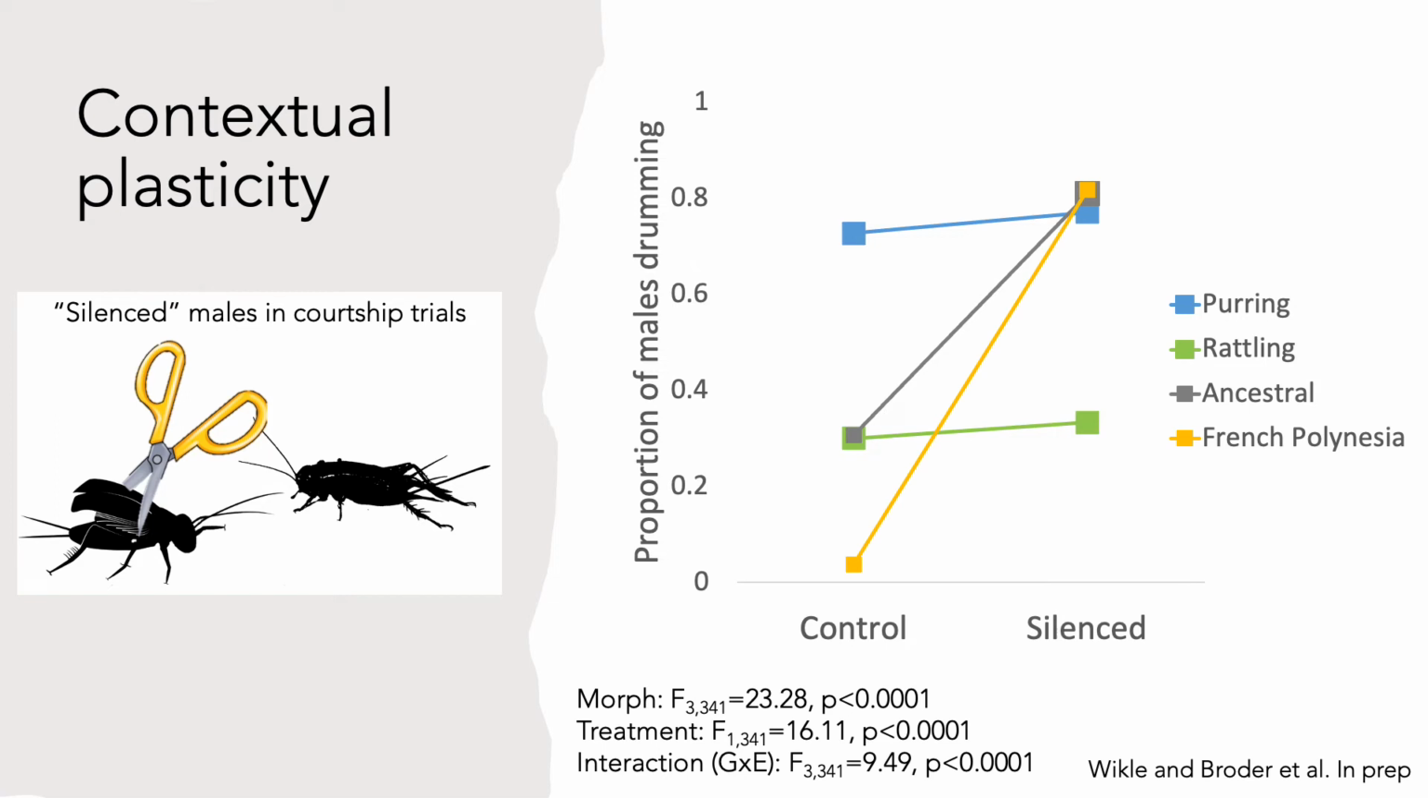And lastly, the very, very ancestral population from French Polynesia is the most plastic, and they actually increase their drumming to match the likelihood of both ancestral and purring morphs. So note that we've lost plasticity in the two most recently evolved morphs. Purring also has the quietest airborne song and the most drumming. And you can see there's a significant gene by environment interaction, which theory says is important for creating and maintaining diversity. So we're excited to explore in the future if this plasticity is driven by male feedback or by female behavior during courtship.